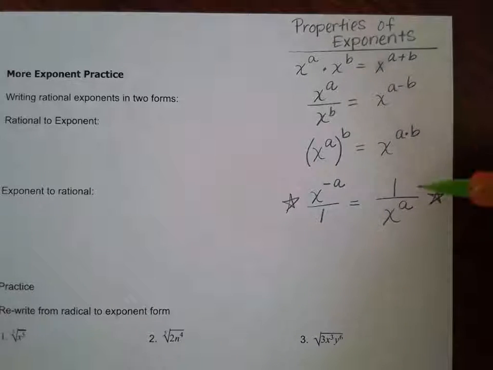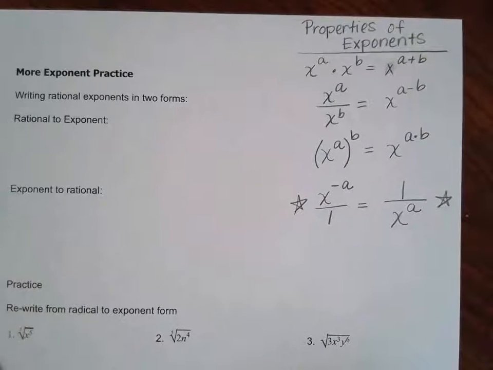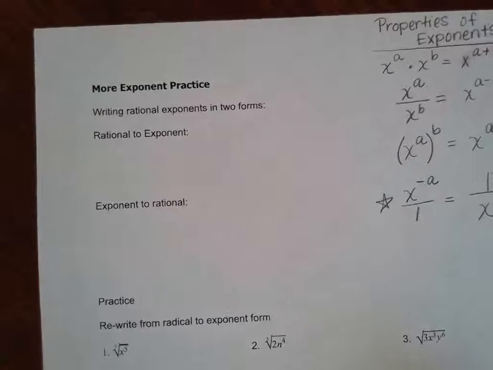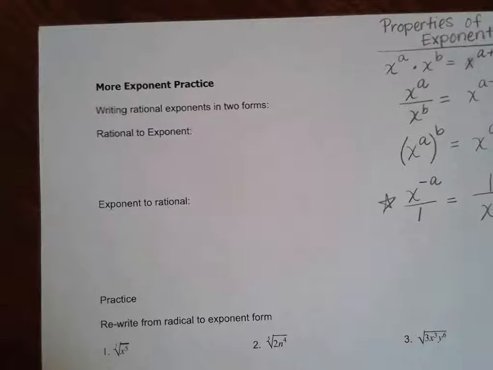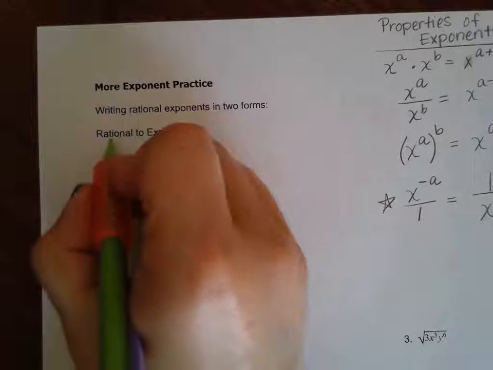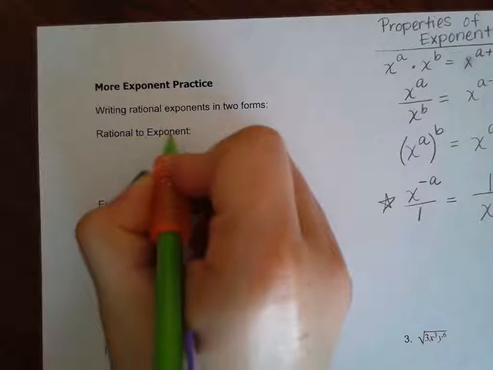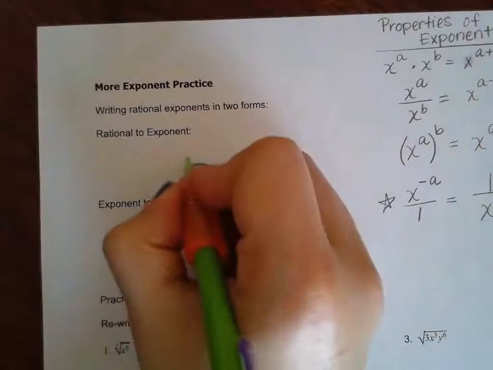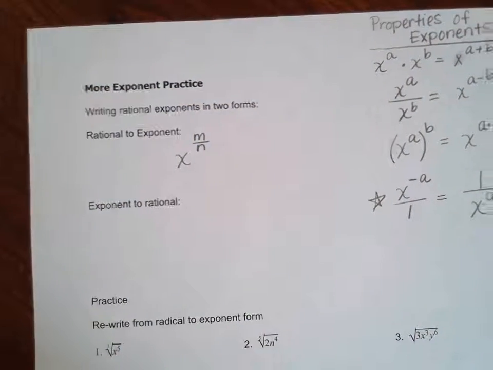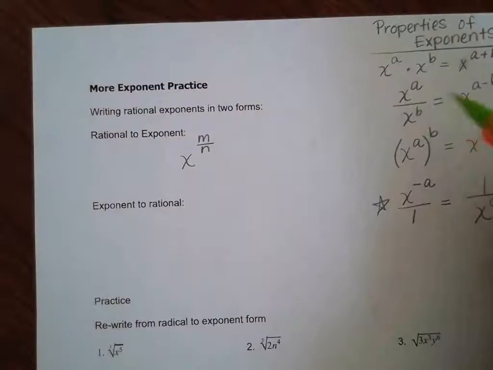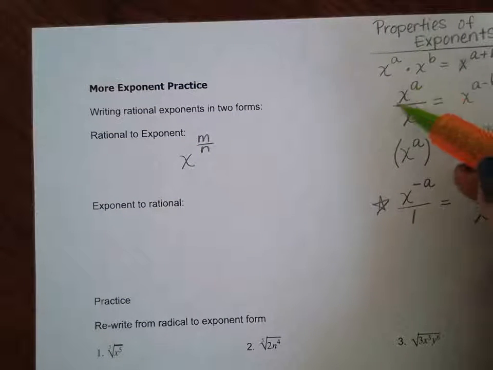So this is from Algebra 1. Now let's go over to Algebra 2 and talk about this. We did this a little bit in the last video. I just want to review it again. So if we're going from a rational expression to an exponent, that would be something like this: x to the m over n. Notice that this is different than this Algebra 1 rule over here.